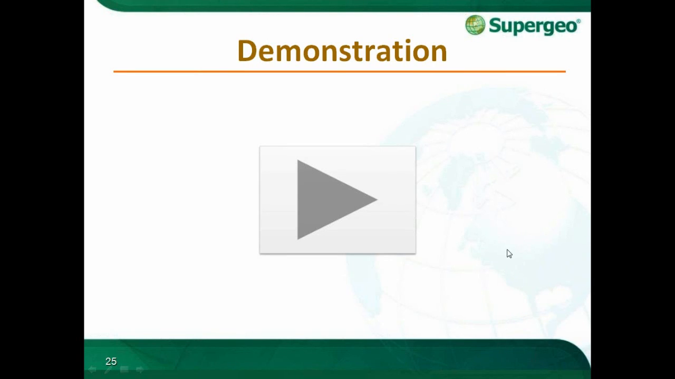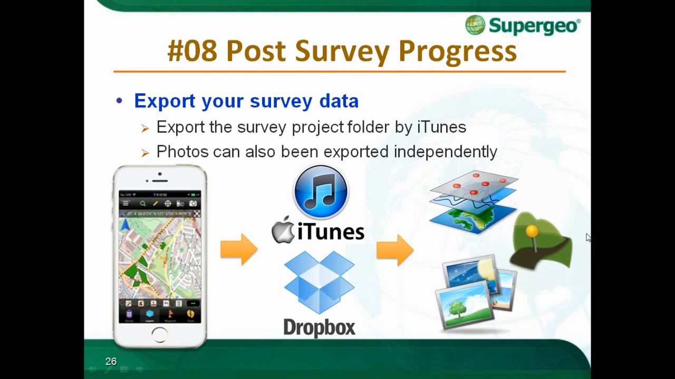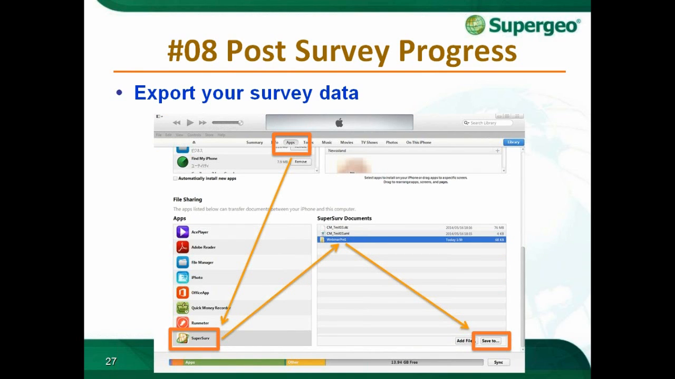Okay, this will be the first part of the demonstration. And we're also going to talk about if you want to do a post-survey process, which is to bring all the data back to the office. You can simply export all your survey data via iTunes or via Dropbox. So you can send it up to the cloud space, or you can simply use iTunes to export all the data. If you're using iTunes, you can simply click on the SuperSurv application and select the project you want to export and save to your computer.